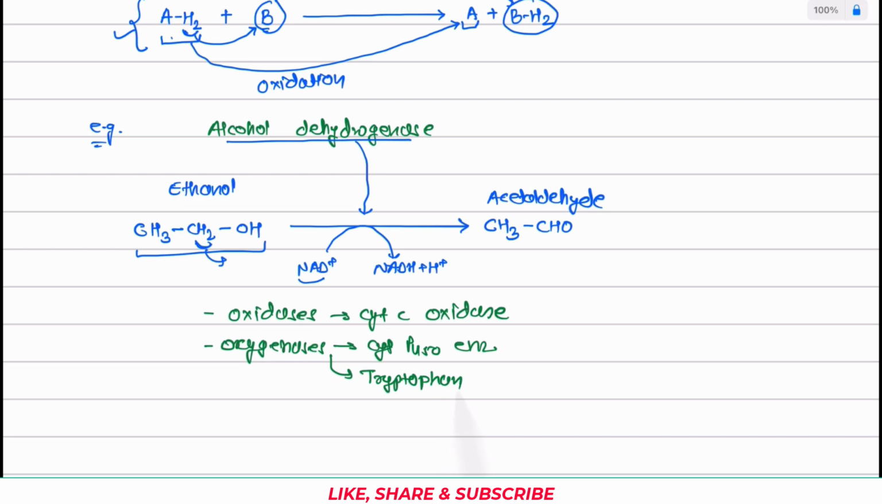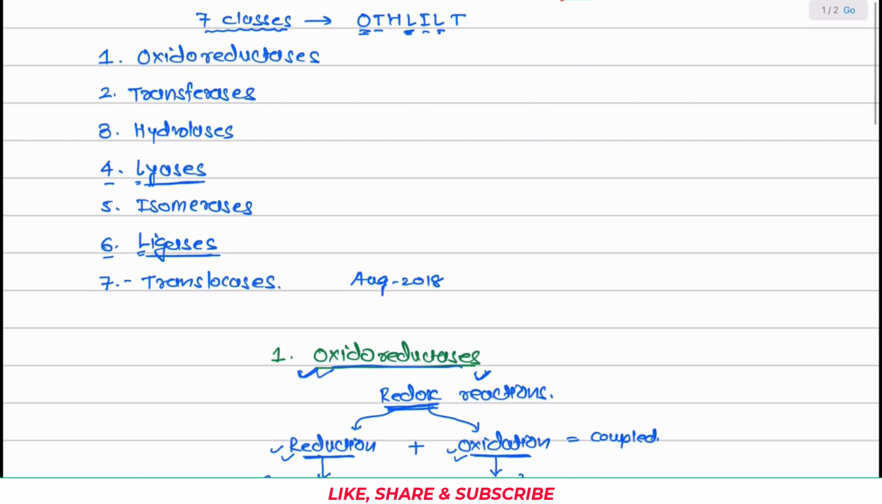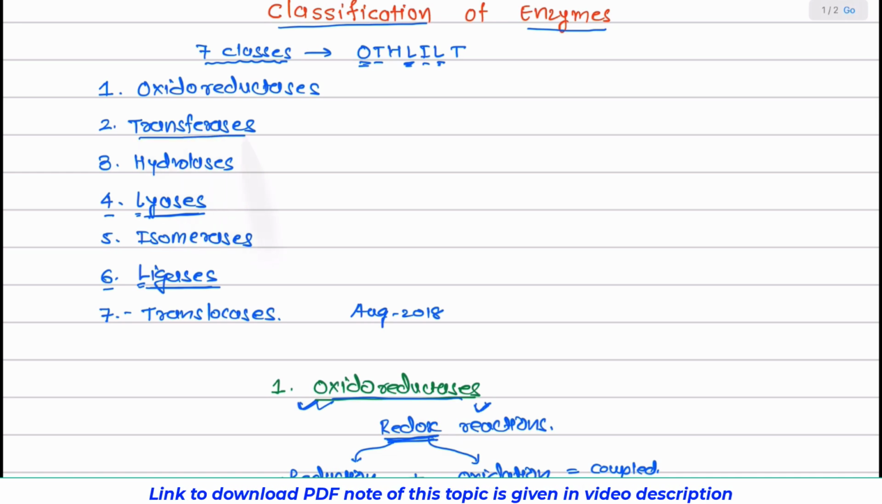Tryptophan dioxygenase. Remember, there is a very interesting difference between oxidases and oxygenases, and I will cover this difference in the next video. Okay. Now let us look at the second class of enzyme, that is transferase.